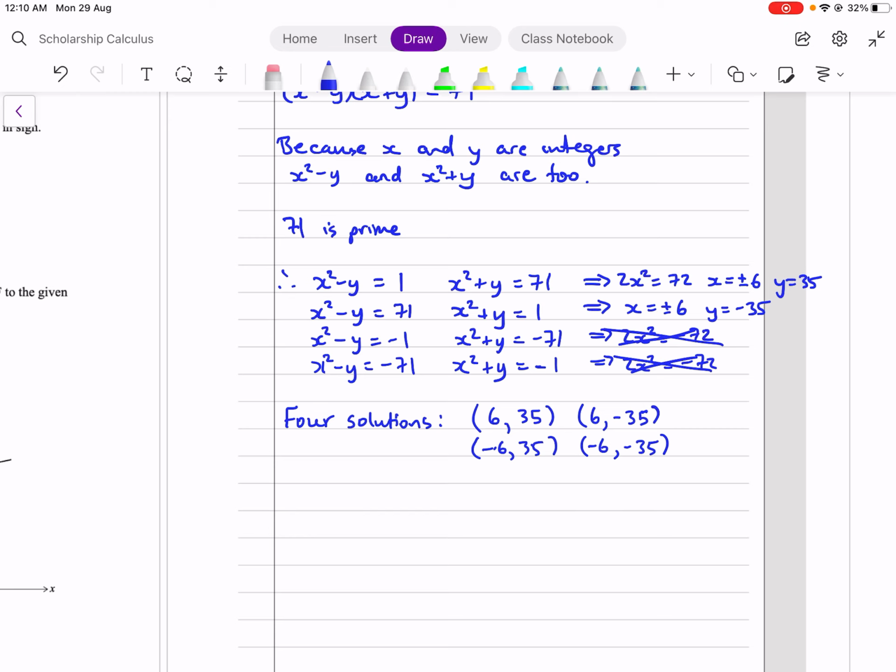Of course, we could think of 71 having factors 35.5 times 2, but it wasn't possible to have one of the factors 35.5. So we wouldn't get a fraction out of x squared plus y or x squared minus y, if x and y are integers.